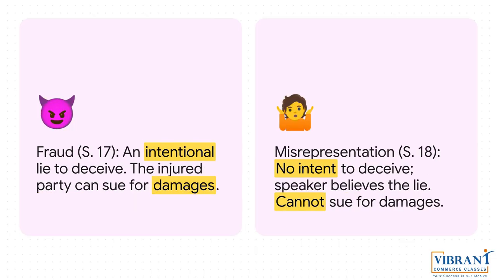Here's another critical comparison. The bottom line here is all about one thing: intent. Fraud is when you tell a lie on purpose to trick someone. You know what you're saying is false, but misrepresentation is an honest mistake. You say something that's false, but you genuinely believe it's true. The difference is huge, especially because you can sue for damages in cases of fraud, but not for innocent misrepresentation.